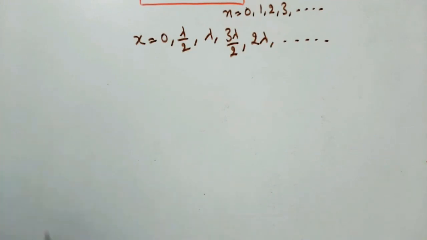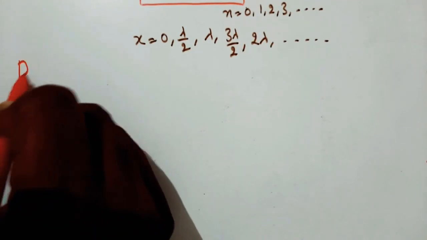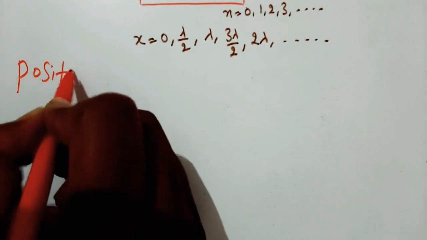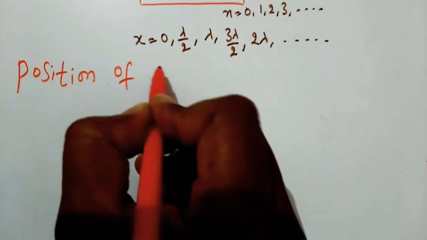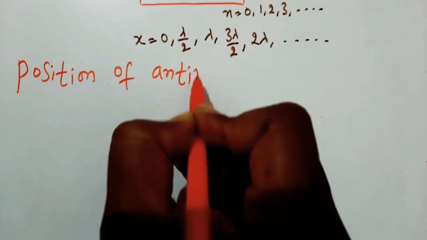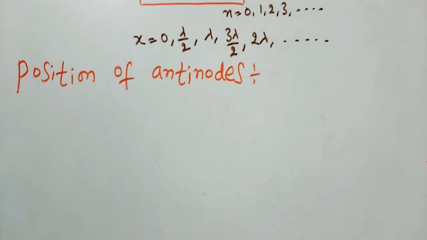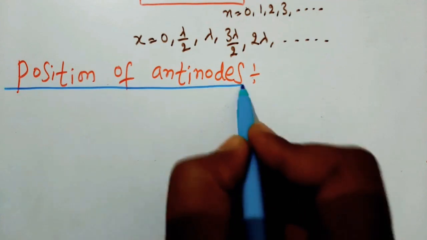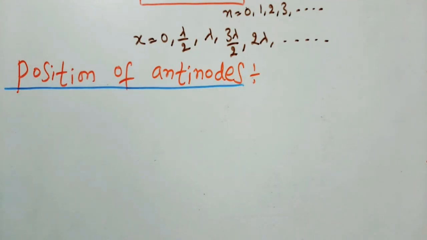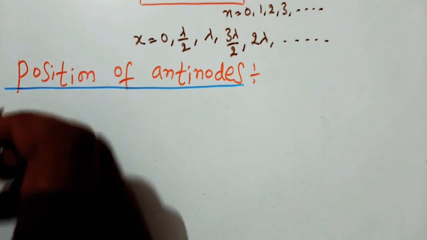Position of antinodes. The positions of maximum displacement are known as antinodes.